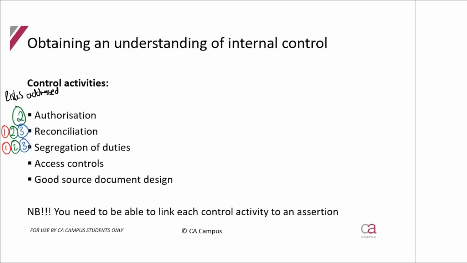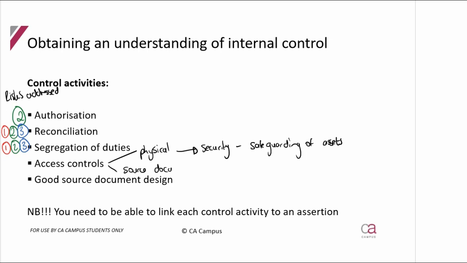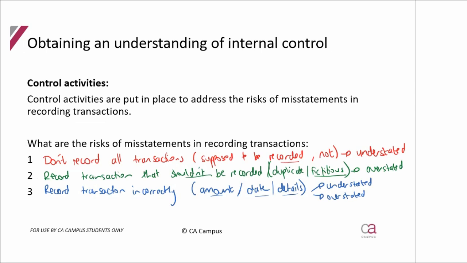Your access controls, if we're talking physical, for assets, so your security type controls, this is for the safeguarding of assets. If we're talking access controls with regards to your source documents, then this is to prevent documents going to somebody who doesn't have the authorization and then creating transactions that shouldn't be. They were never meant to be. So it's going to help with the fictitious.